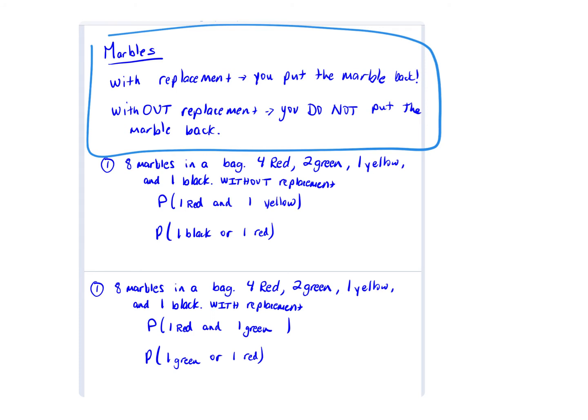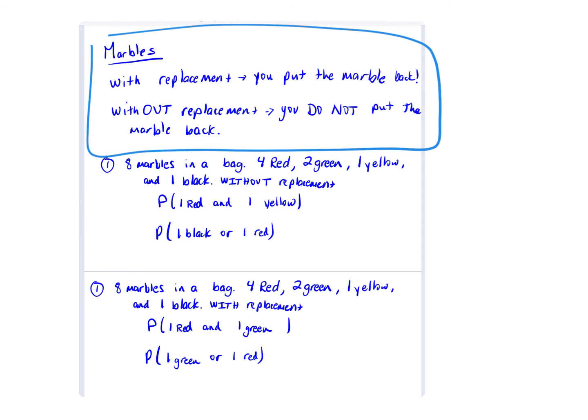So you always have to be careful if it says with replacement or without replacement, because that will change your denominator. It'll change your total number of marbles that you have. With replacement means that I take the marble out, look and see what color it is, and put it back in the bag. So then I still have 10 marbles in the bag. Without replacement means that I take it out, put it on the desk, now I only have 9 marbles in the bag.